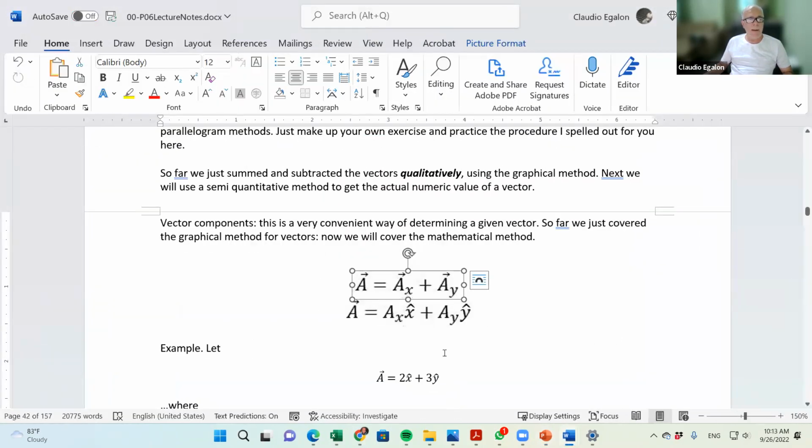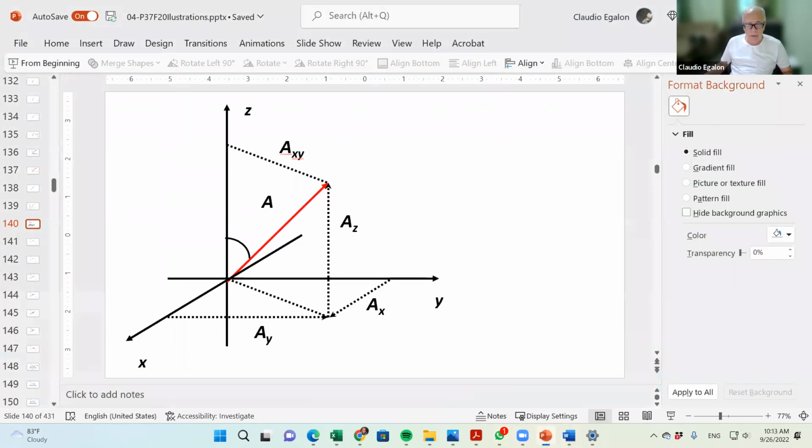Okay, so let the A vector be 2x. Oh, by the way, there's one more thing. There's this notation here. This is another notation, okay? To make things simpler, we can define a unit vector that lies along the X, Y, and Z axis.